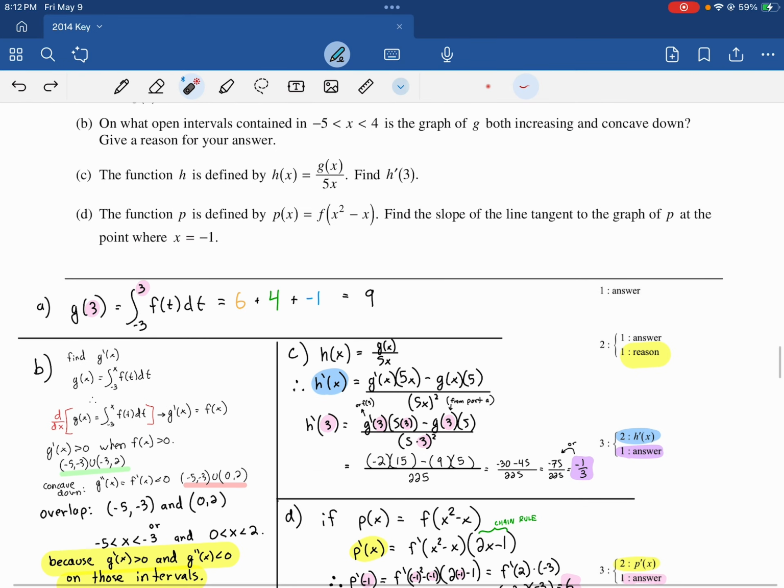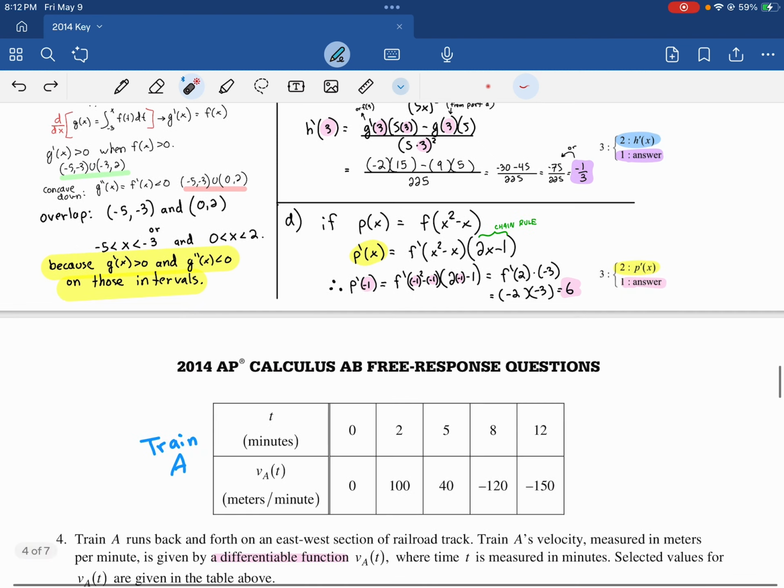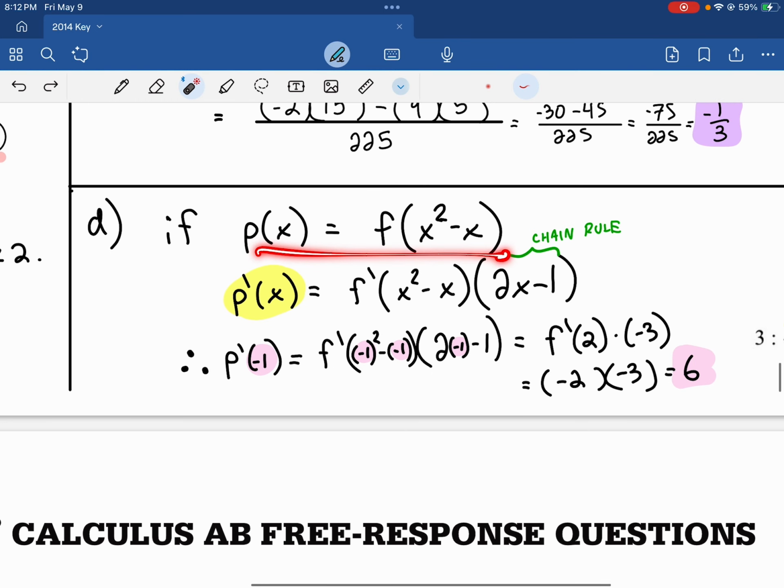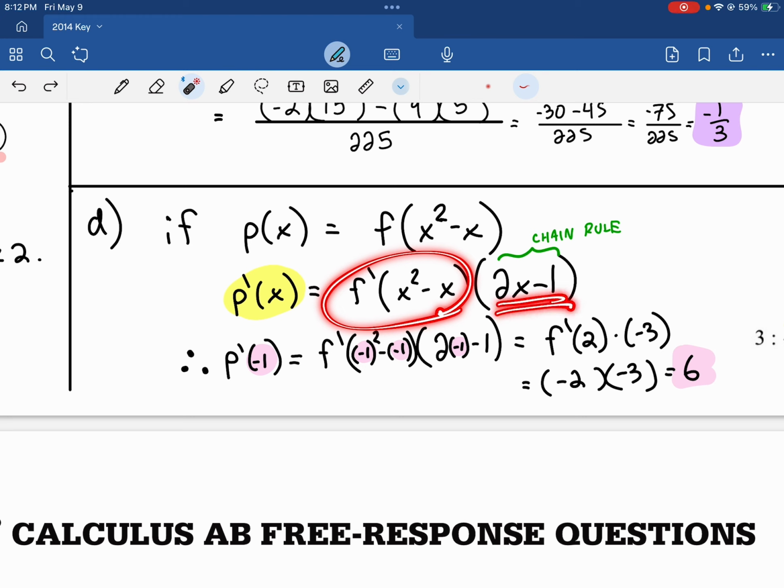The function p is defined by f of x squared minus x. Find the slope of the line tangent to the graph of p at the point where x is -1. I'm just going to start by writing this and thinking about what it means to find the slope of this. So if p of x is this, if I want to find the slope, let's find p prime. If I take the derivative of the right side, the derivative of f of something is f prime of something, and the chain rule comes in.